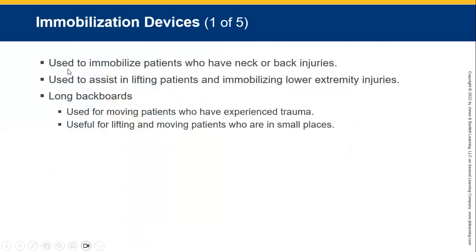Okay, use immobilization devices. Obviously, we want to use longboards, or actually these days scoop stretchers are more appropriate. These are what we use when we suspect the patient might have a spinal injury, C-spine injury, lumbar spine injury, thoracic spine, any time that you would have to immobilize and prevent the patient from moving. These would be used along with a spider harness or a set of belts and straps.